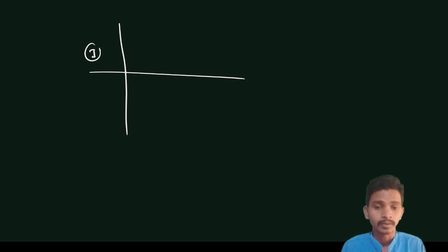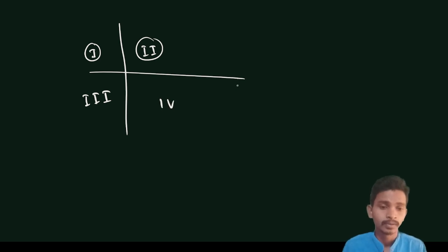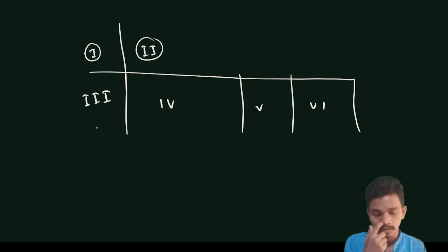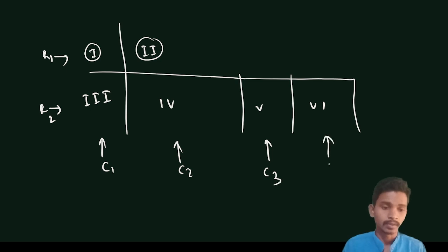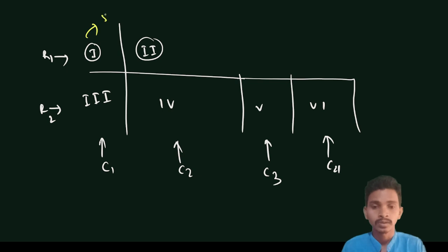Here was part 1, here part 2, here 3, and here 4. After that here we have 5, and here we have 6. So for 2 rows and 4 columns, this is row 1, and this is row 2, and this is column 1, column 2, column 3, and column 4.